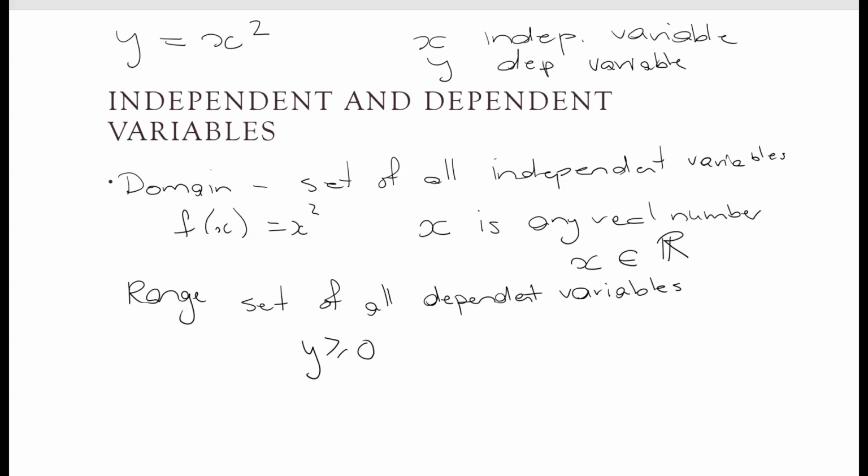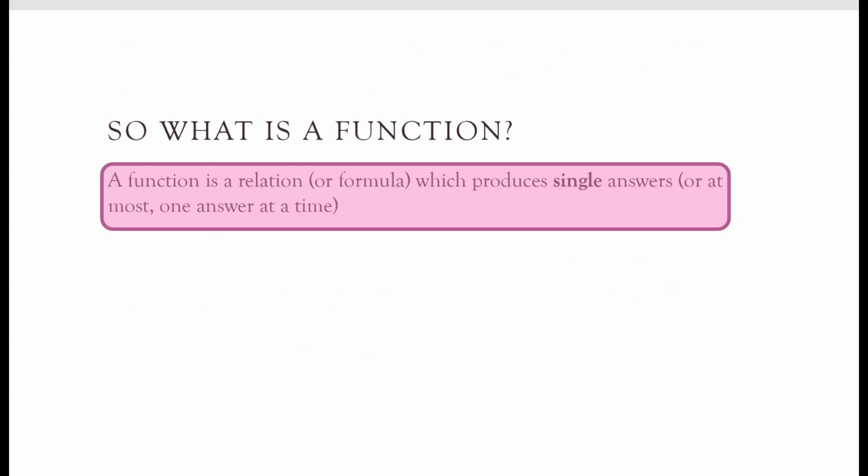All right, so we've sort of hedged around a bit. We haven't spoken what exactly a function is. A function is a relation or a rule or a formula that produces a single answer for at most one answer at a time. For example, y equals x squared. This is a function because we only get one value of y for every value of x.